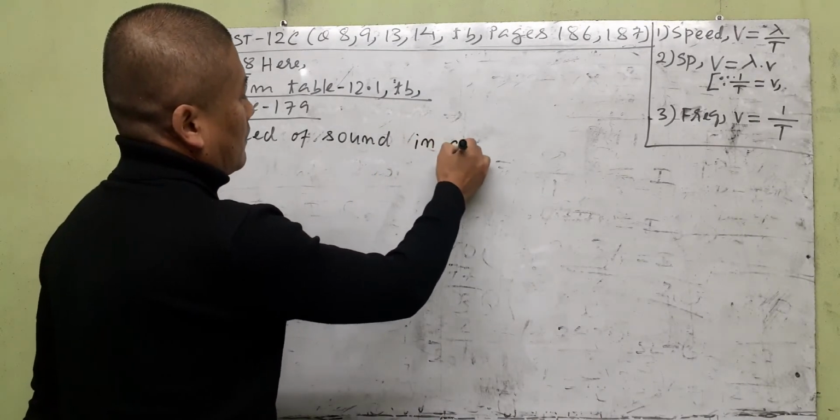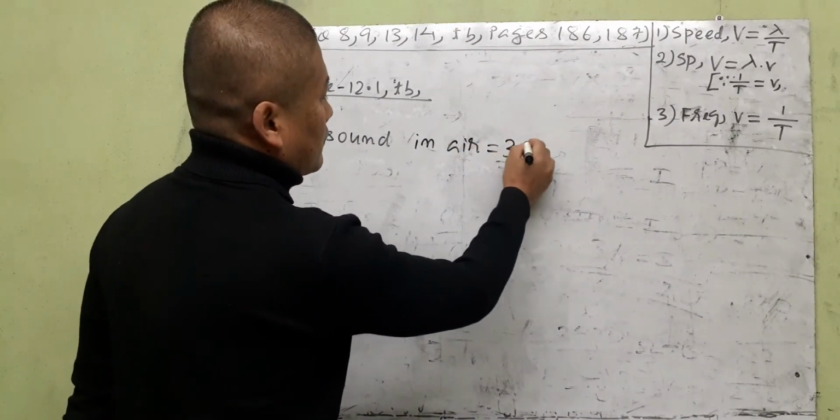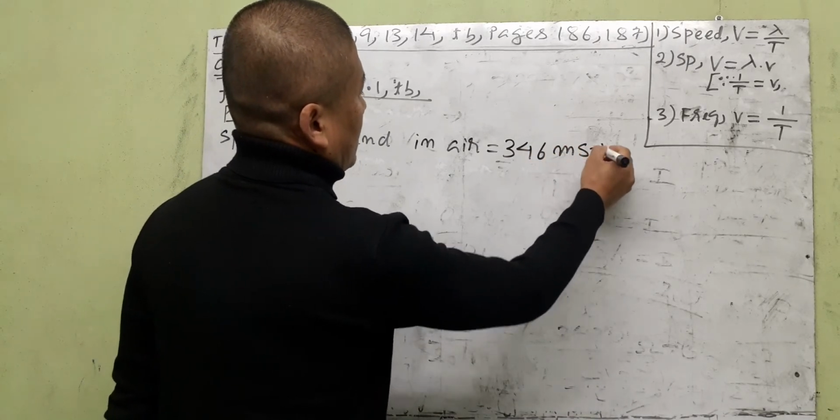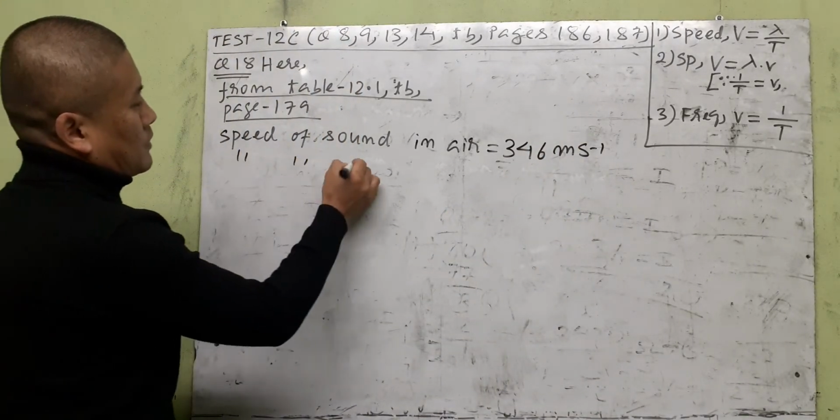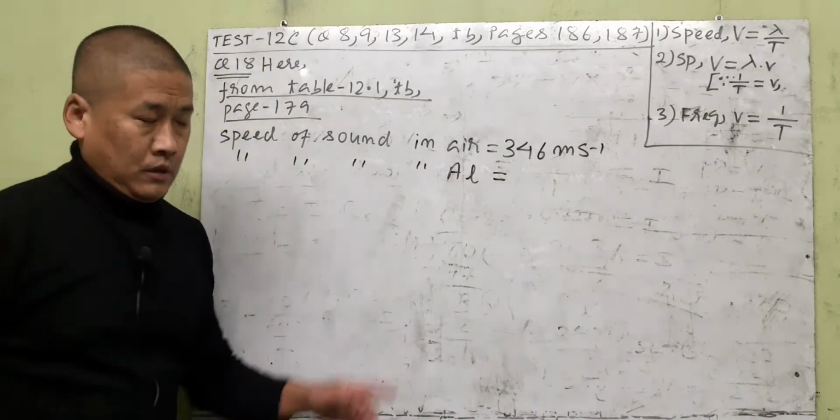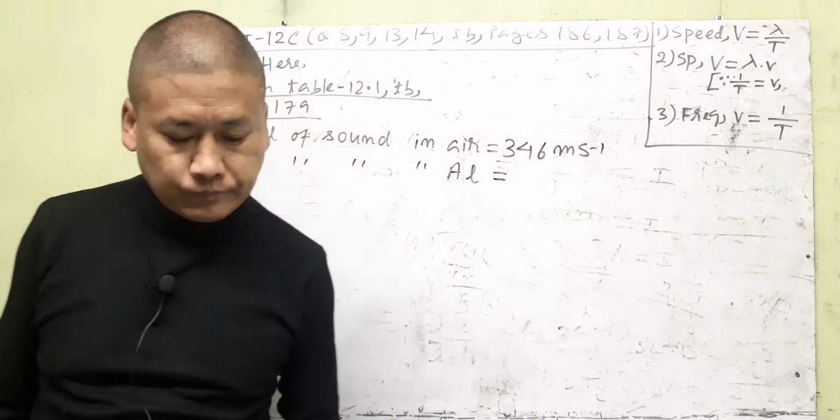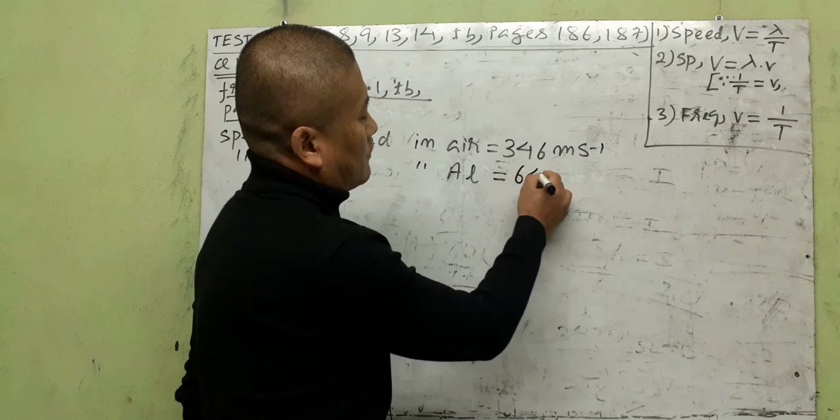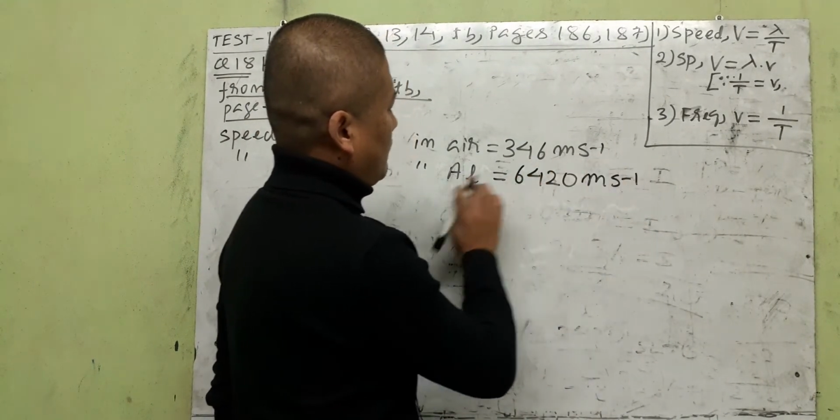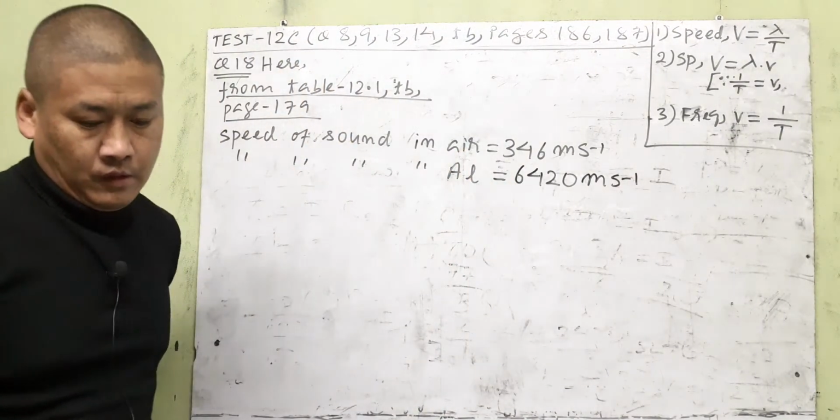The speed of sound in air, page 179, is given as 346 meter per second, and the speed of sound in aluminium, the symbol for aluminium is Al, right? Capital A, small l. So 6,420 meter per second. So we see sound travels much faster through aluminium than air.